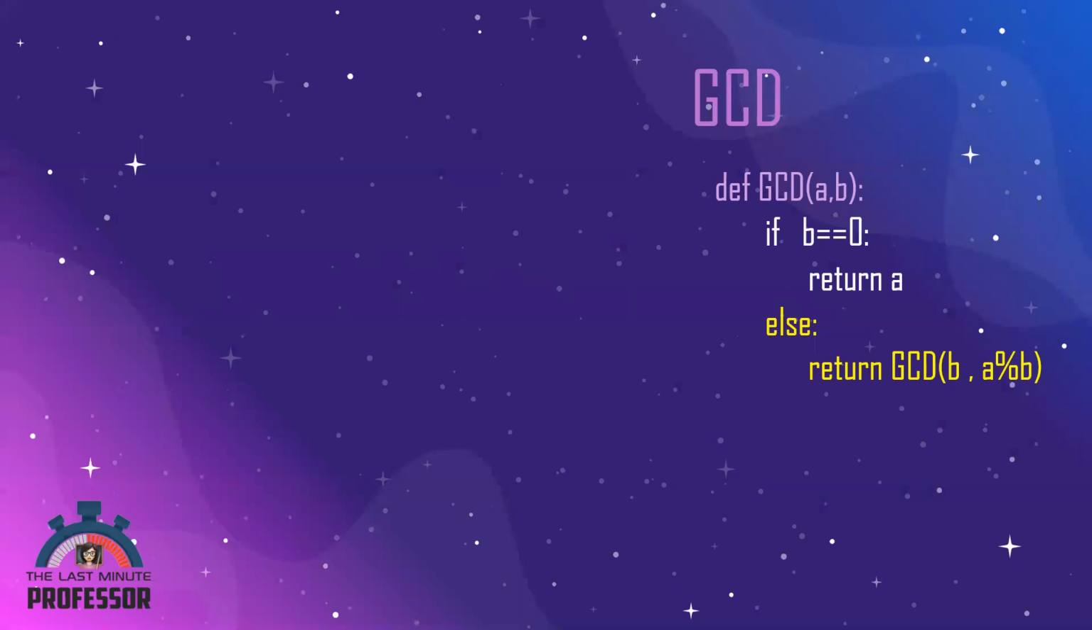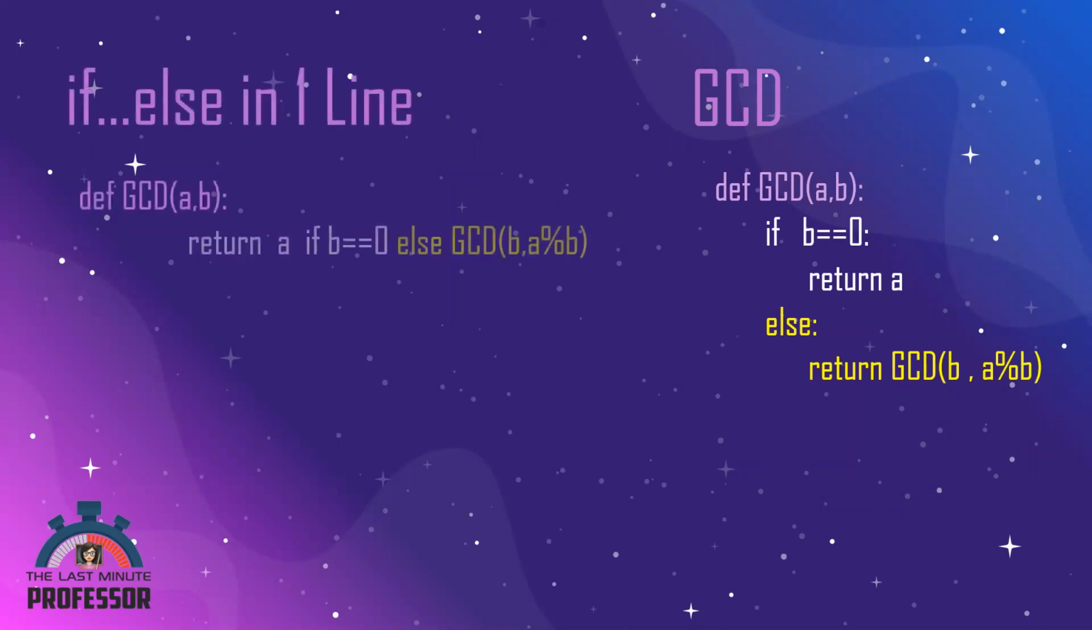If return something and else return something. In that case, you can rewrite the code as the keyword return followed by what has to be returned when the condition is true, followed by the keyword if, followed by the condition to be checked, followed by the keyword else, followed by what has to be returned when the condition fails.